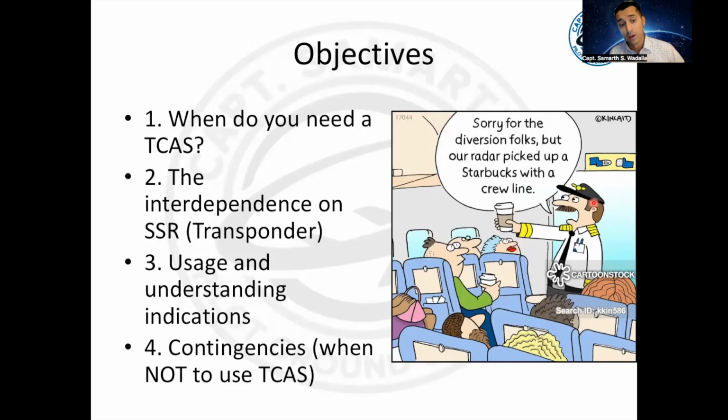And point number four, we will talk about contingencies, my favorite part of this briefing. The contingencies are where we talk about standard operating procedures. How do we deal with a TCAS event when you're actually placed in a TCAS event? When would it be a bad idea to follow TCAS guidance? In what emergency or abnormality would you not follow TCAS guidance? So contingency is my favorite part, purely because I like talking about standard operating procedures.